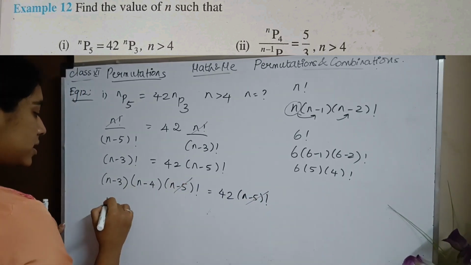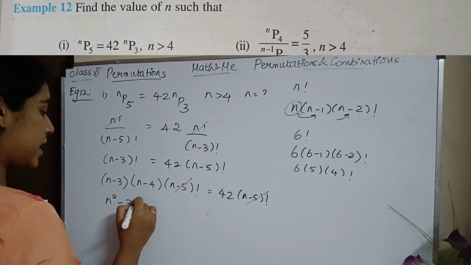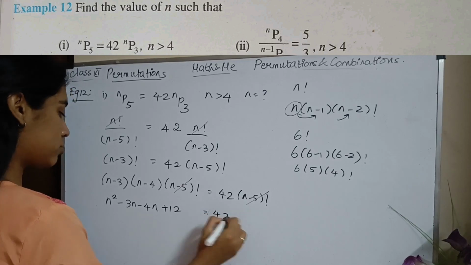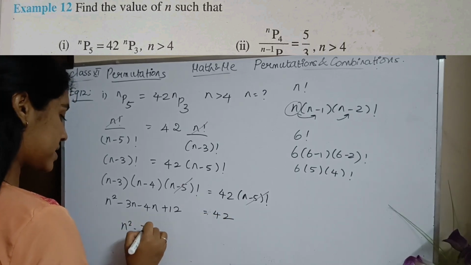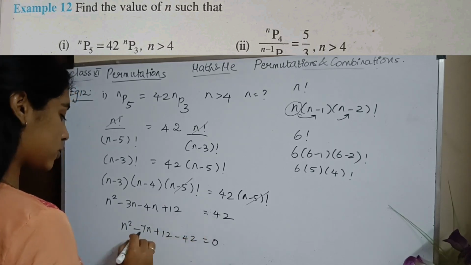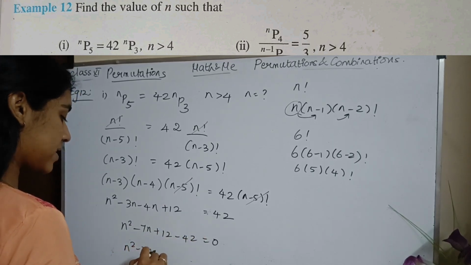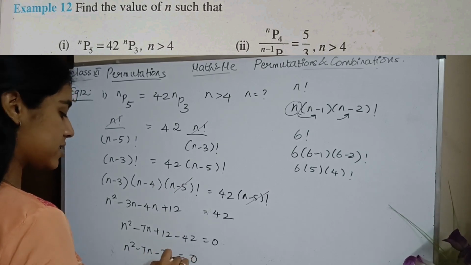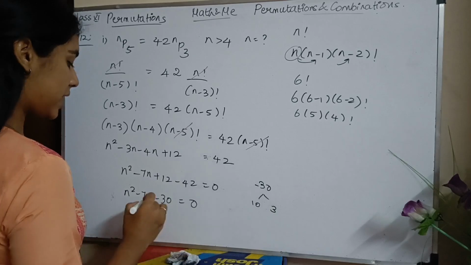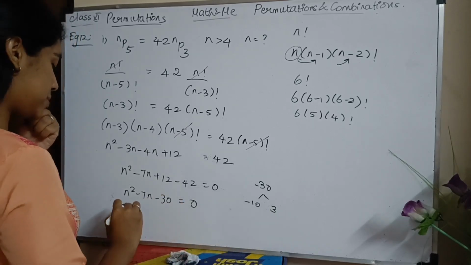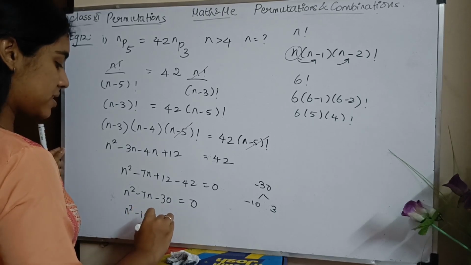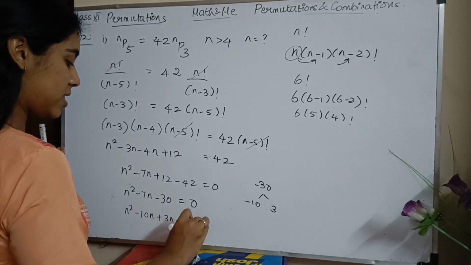Multiplying, n square minus 3n minus 4n plus 12 equals 42. So I have n square minus 7n plus 12 minus 42 equals 0. So this will be n square minus 7n minus 30 equals 0. Now 30 can be written as 10 times 3. I need a minus 7, so it is minus 10 times 3. So I have n square minus 10n plus 3n minus 30 equals 0.